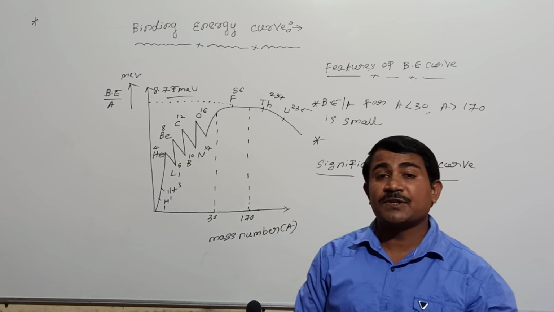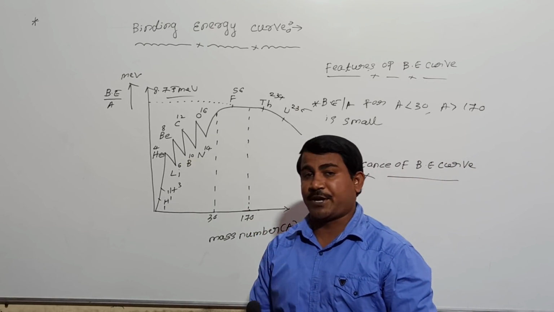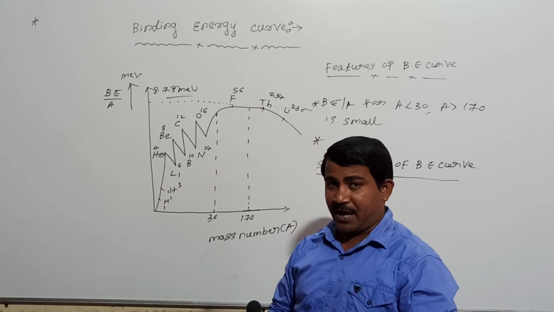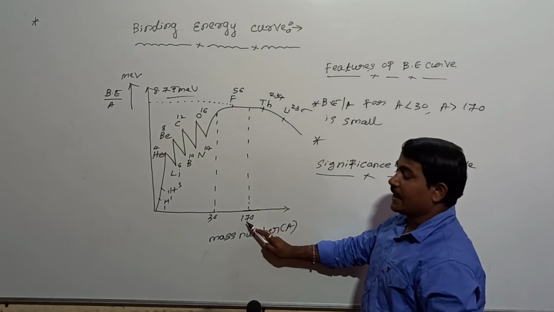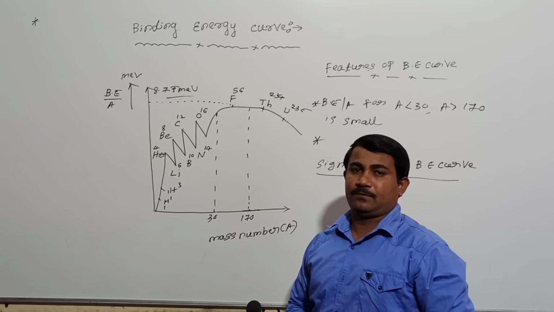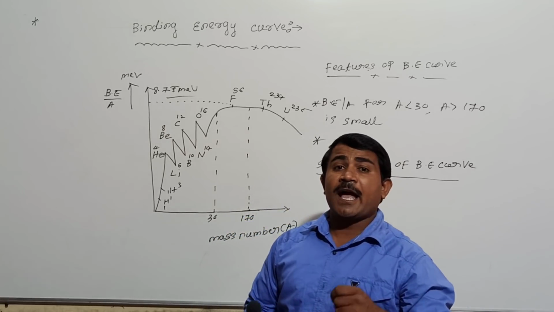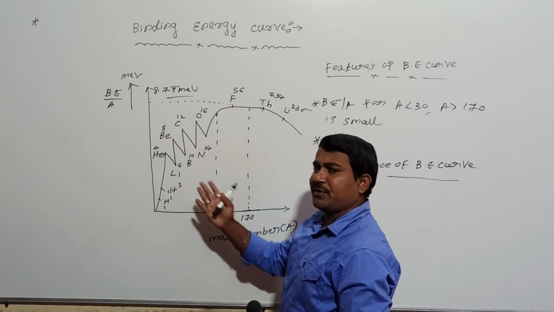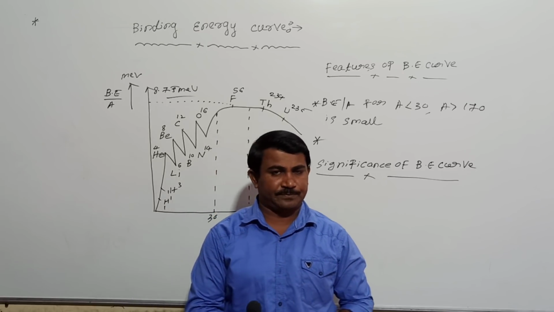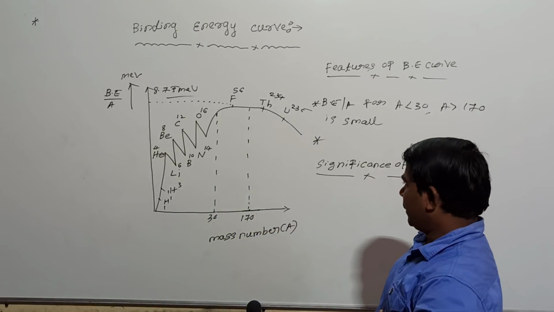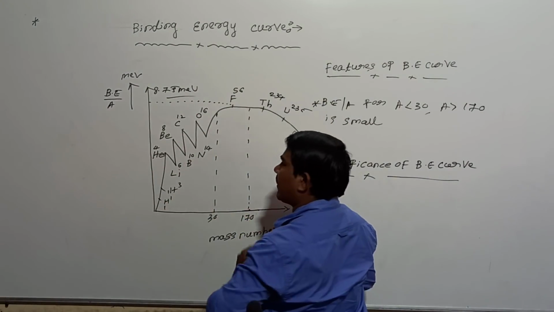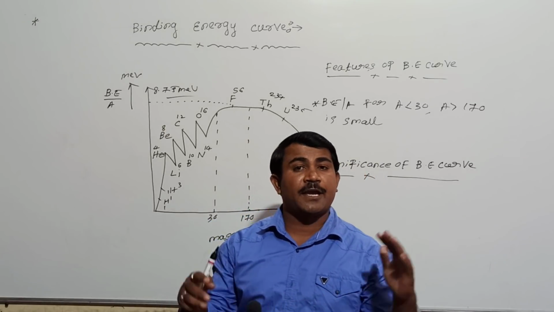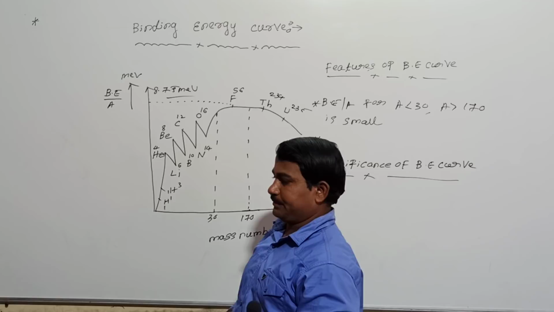This idea is used in the nuclear fusion reaction. The light nuclei are responsible for the nuclear fusion reaction, and the heavy nuclei, with mass number greater than 170, this idea is used for the nuclear fission reaction. We'll study in the coming videos what is nuclear fusion reaction and what is nuclear fission reaction. Directly, the significance is that this curve shows the stability of the nucleus, and the light nuclei are used for nuclear fusion reaction, and heavy nuclei for nuclear fission reaction.